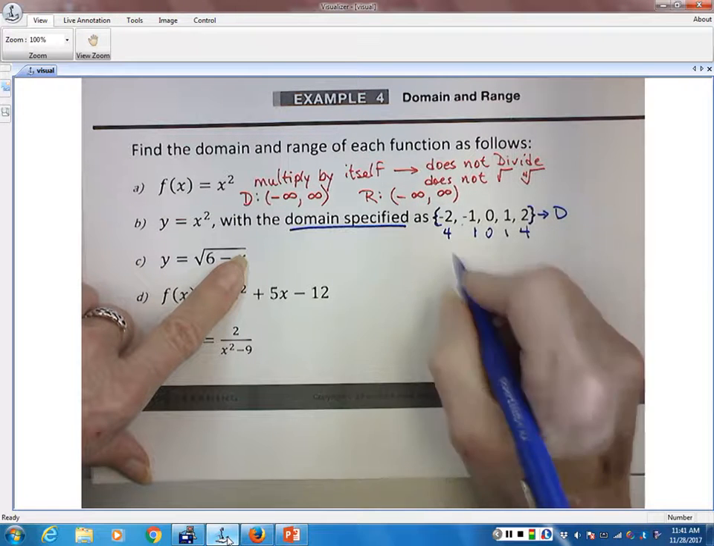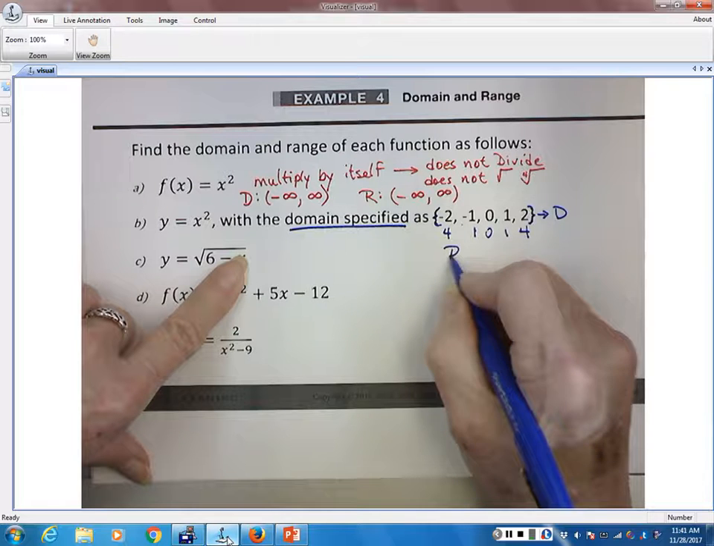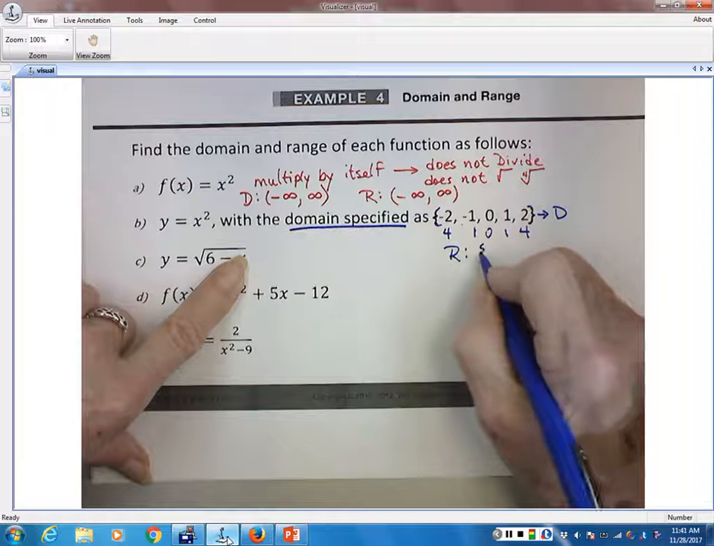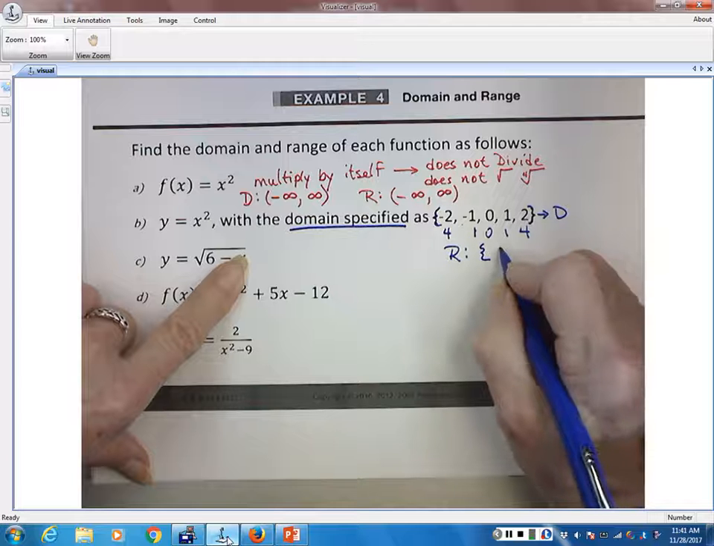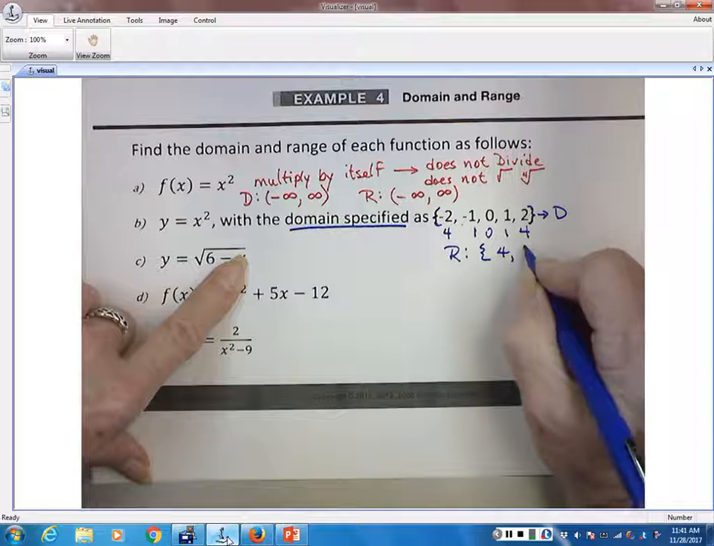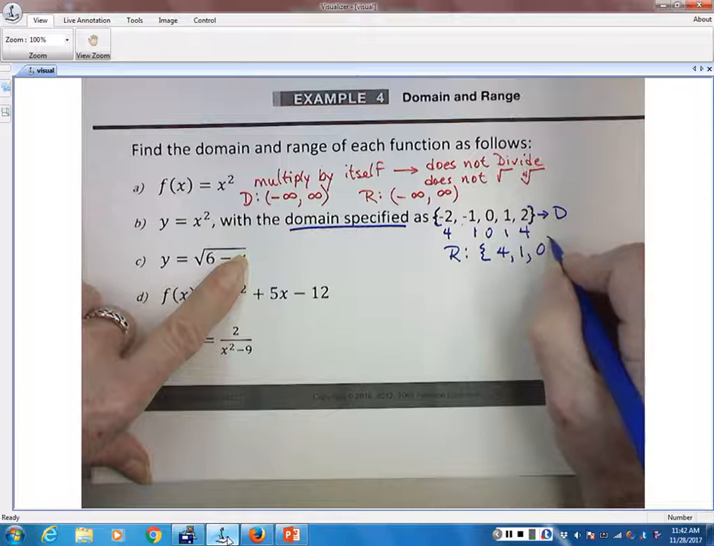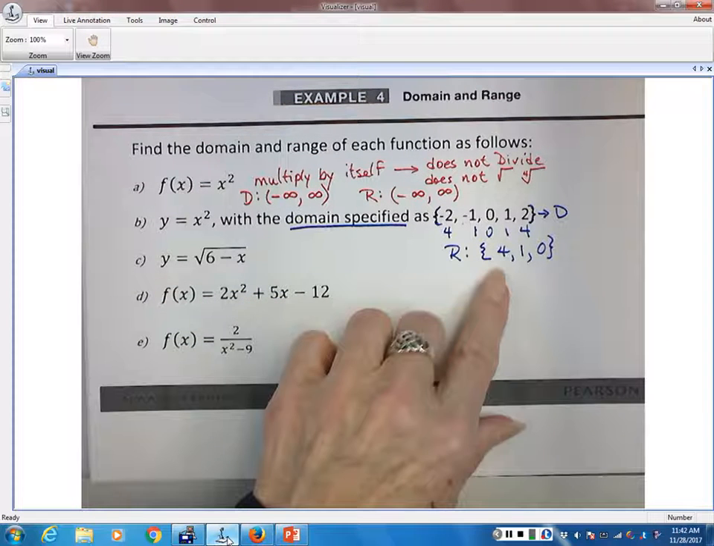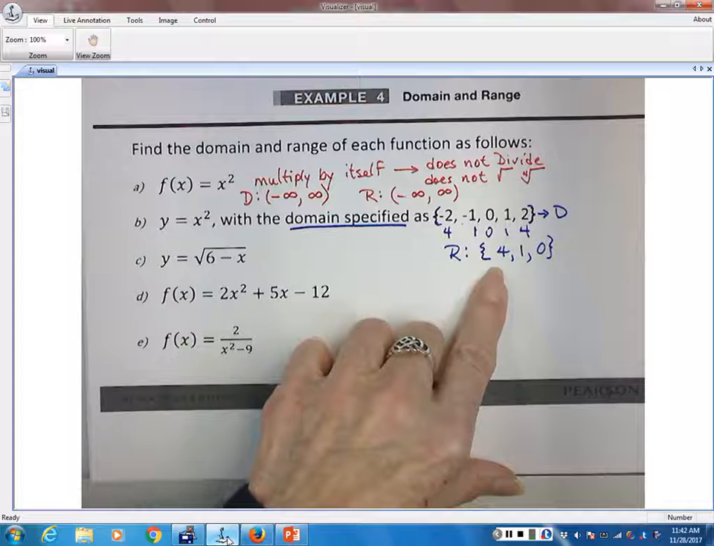So the range values, since you don't really need to write two 4s and two 1s, the range values are the set of numbers 4, comma, 1, comma, 0. And you could write it in the other order. You could write 0, 1, 4. But you just have to be sure you've got all those range values in there. The fact that there's a restriction on the domain restricts what you can have in the range.